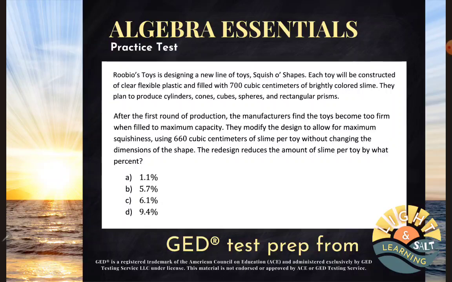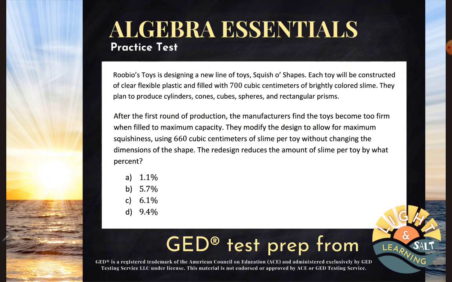Rubio's Toys is designing a new line of toys, Squisho shapes. Each toy will be constructed of clear, flexible plastic and filled with 700 cubic centimeters of brightly colored slime. Ooh, sounds fun. They plan to produce cylinders, cones, cubes, spheres, and rectangular prisms. Hey, there's some names of some 3D shapes, some 3D solids.